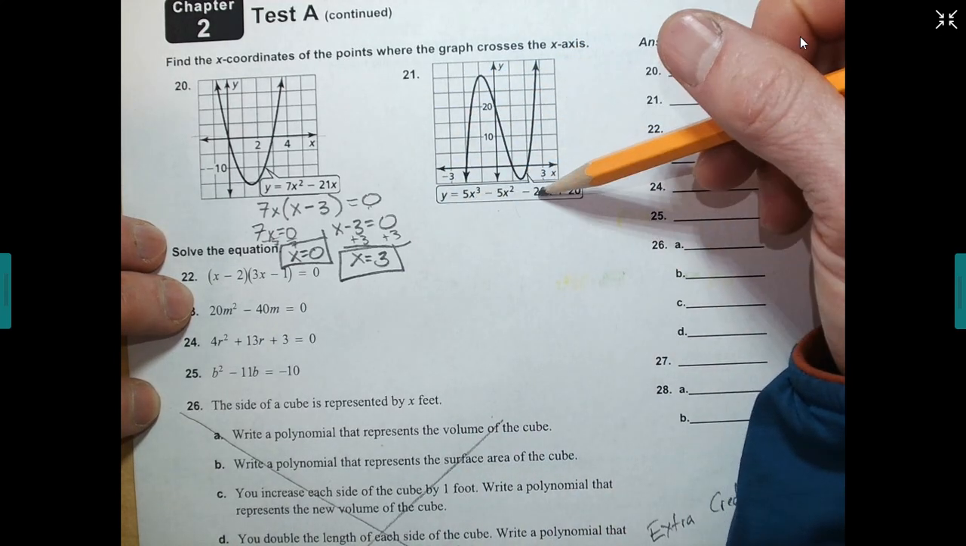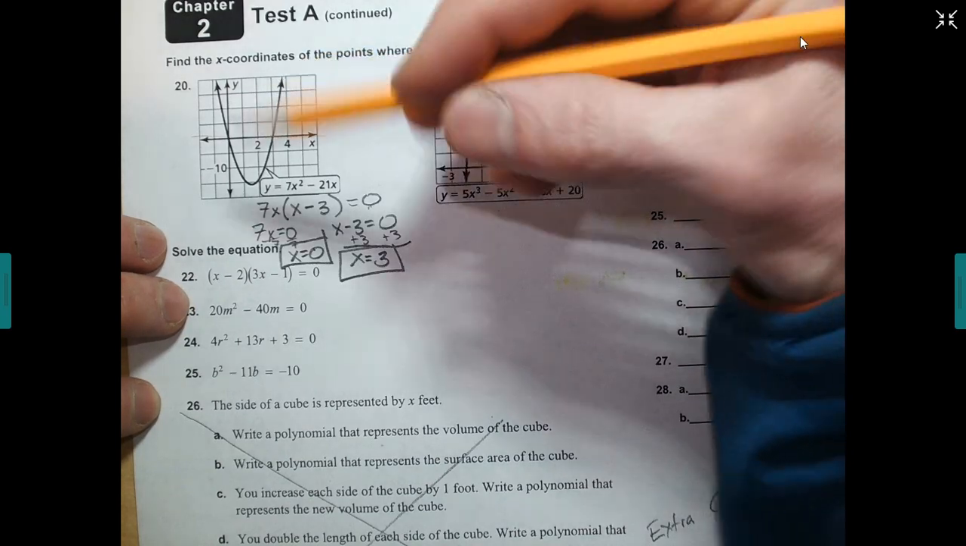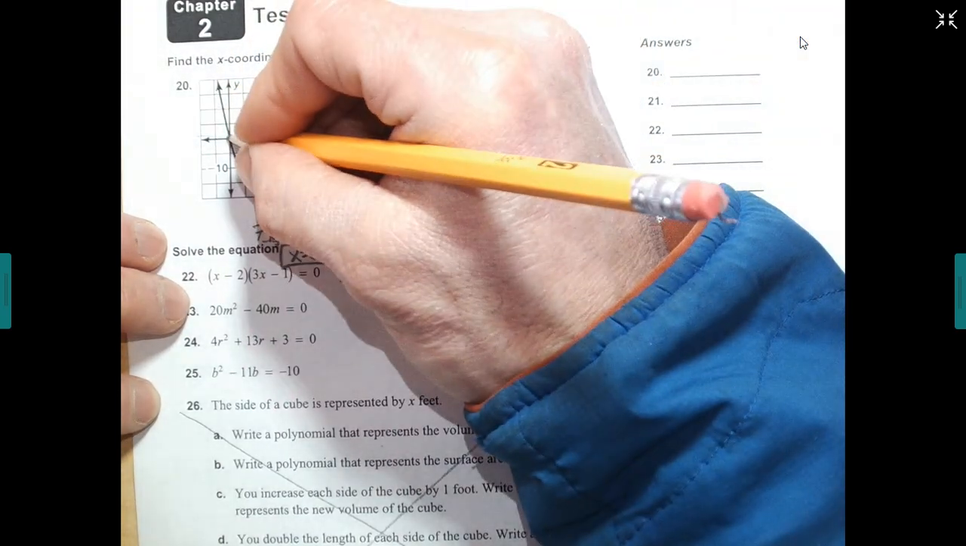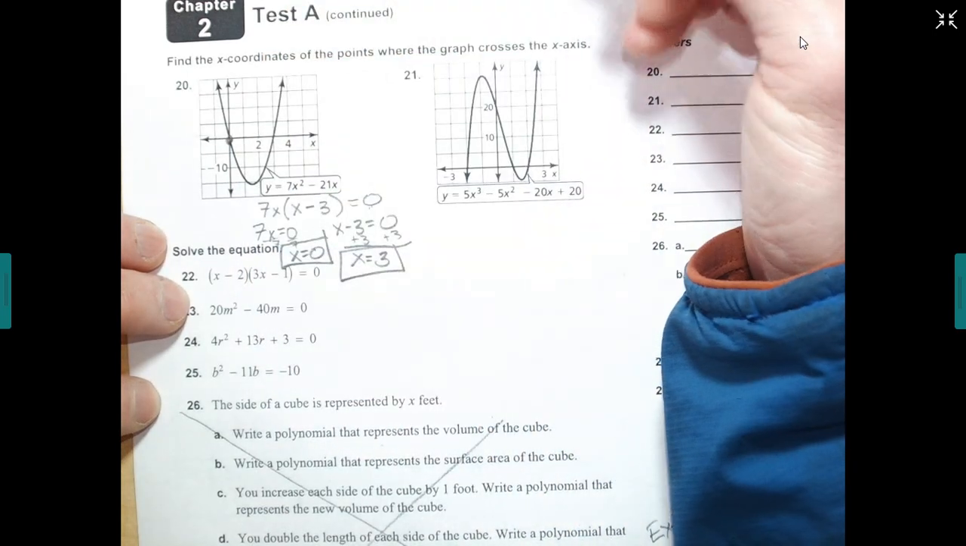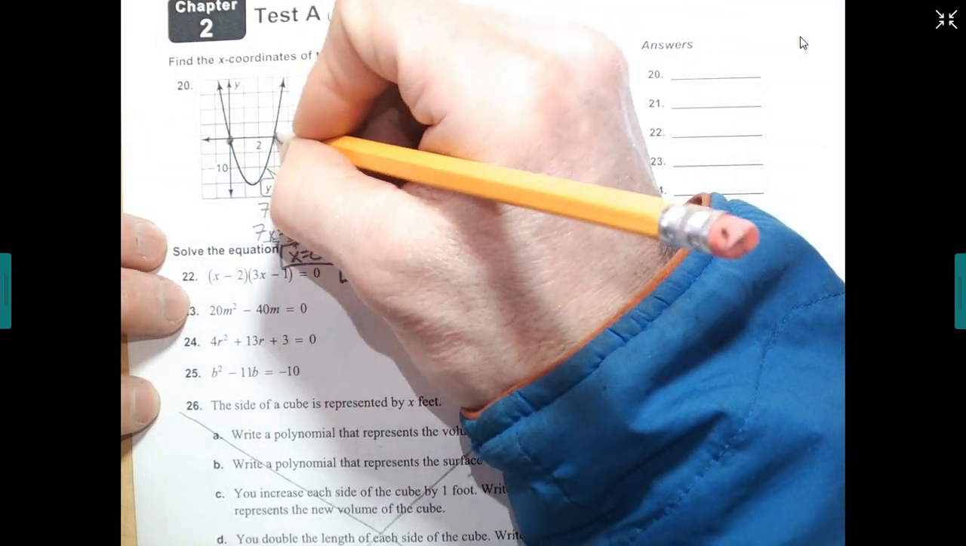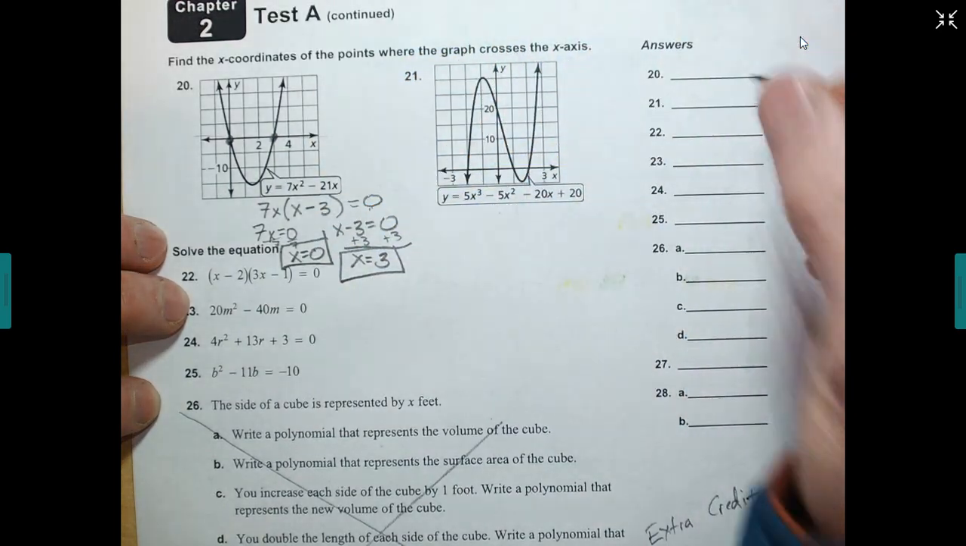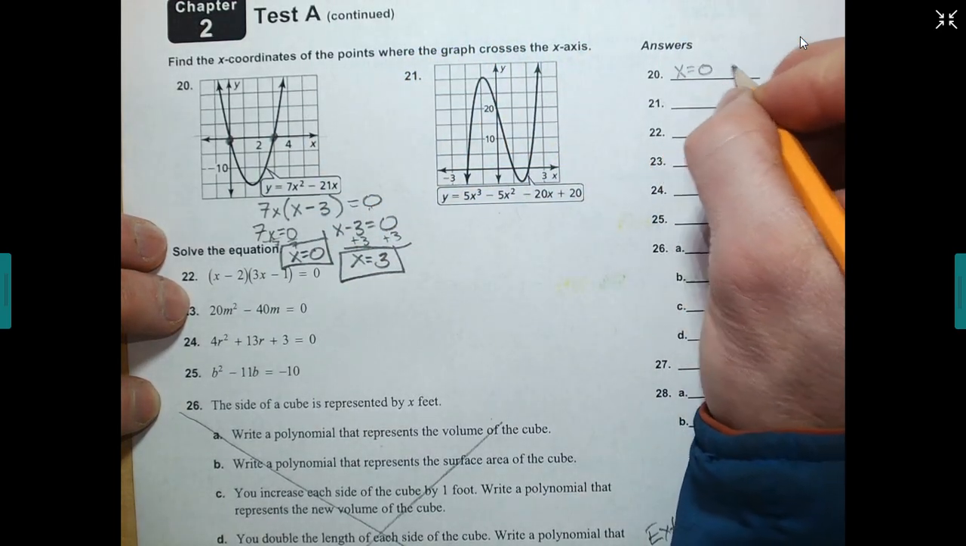Oh, and this is where you split it up into 2. Anyways, so this, x equals 0. Oh, sure enough, I can check myself. That's where it crosses. X equals 3, 1, 2, 3. There it is. So those are my answers, x equals 0 and x equals 3.